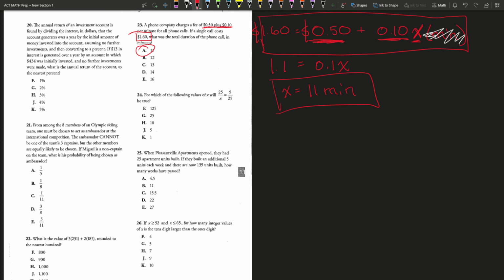All right. So then let's do 24. For which of the following values of X will 25 divided by X equal 5 divided by 25? So this is a proportion. All right. And really, we just got to solve it. So how do we solve a proportion?